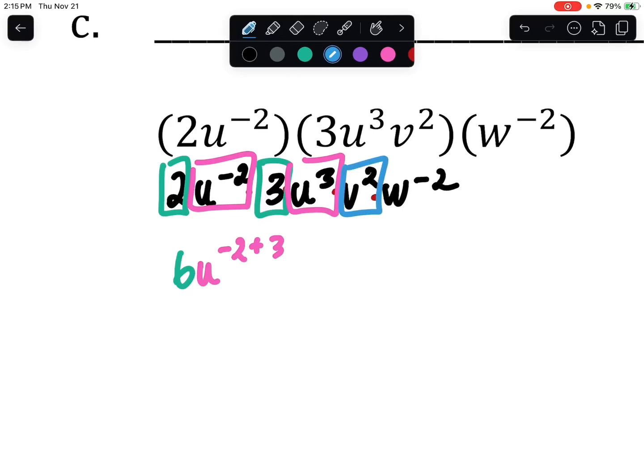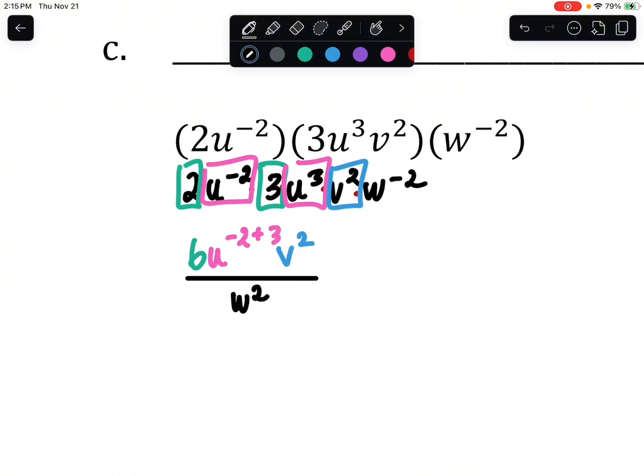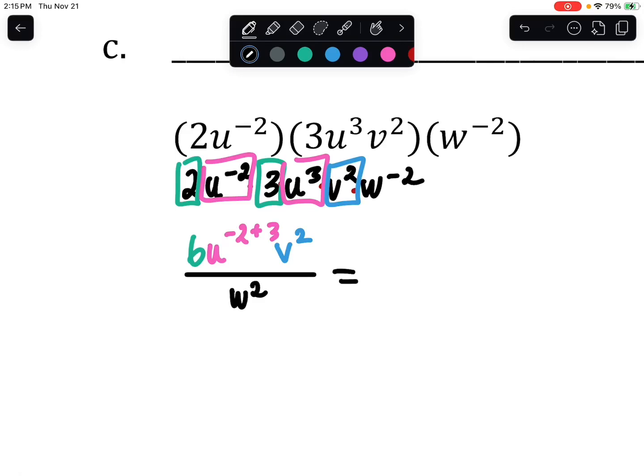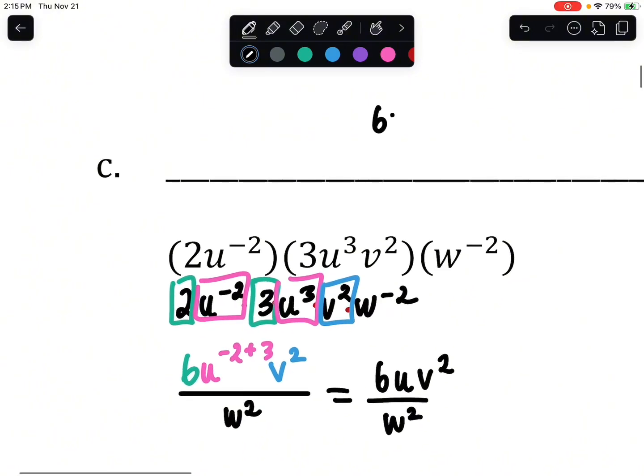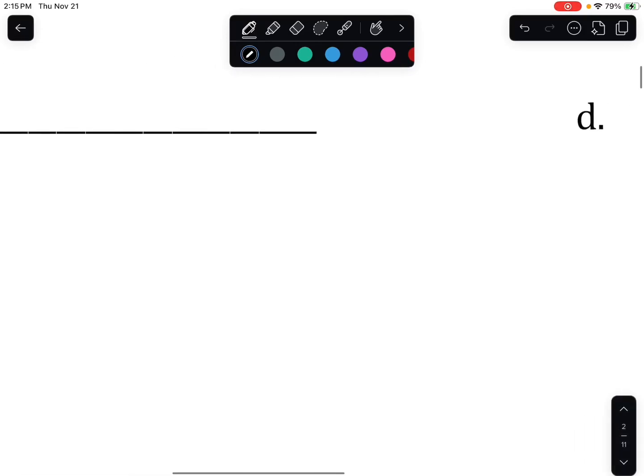We only have one v term. And then the w to the negative 2 would need to be on bottom as a positive 2. And so for our final answer, we would end up with u to the 1st power, v squared, and w squared. And don't write a 1st power. And so 6u v squared over w squared would be our final answer.